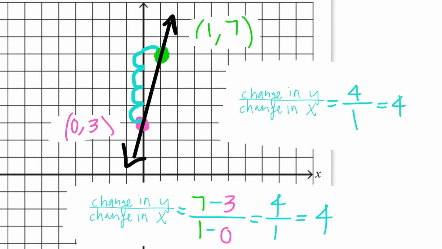So this answer matches up with this one. It's the same answer because it's the same line, so we should have the same slope. This here is just another way for us to figure out what the slope is using subtraction without having to actually graph the line.